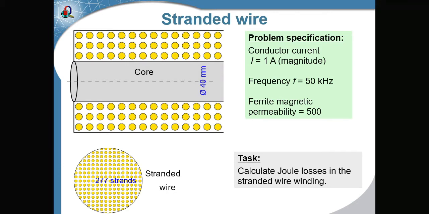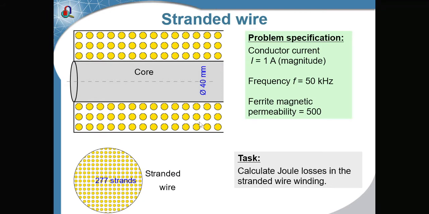Well, the task is to calculate Joule losses in the stranded wire and compare with the losses in the solid wire of the same cross-section. The current magnitude is 1 ampere and frequency is 50 kHz. The solenoid is long, so I'm going to simulate only the central part.